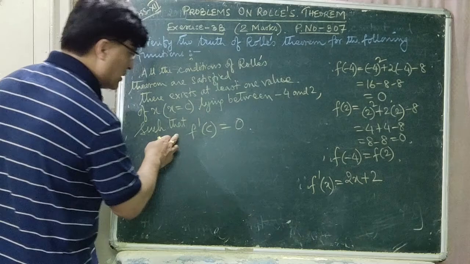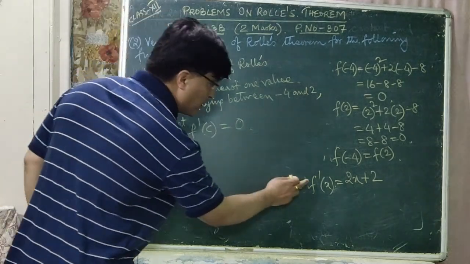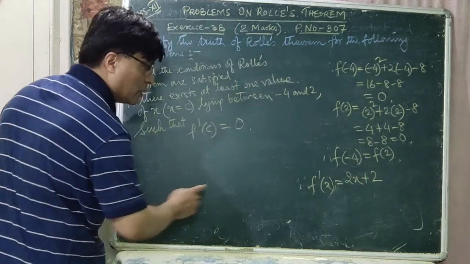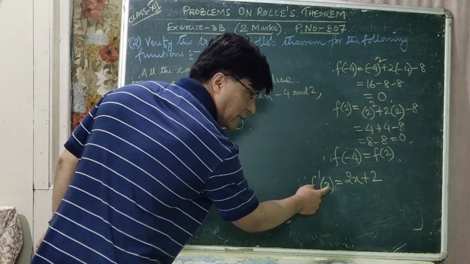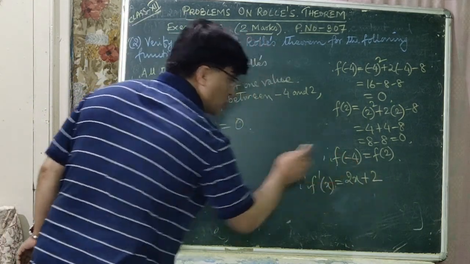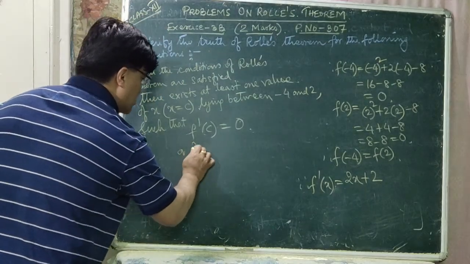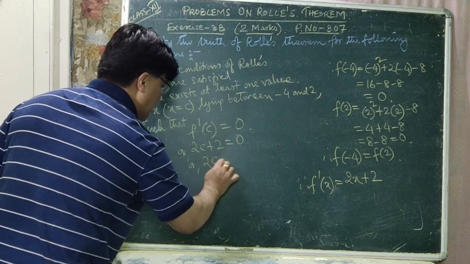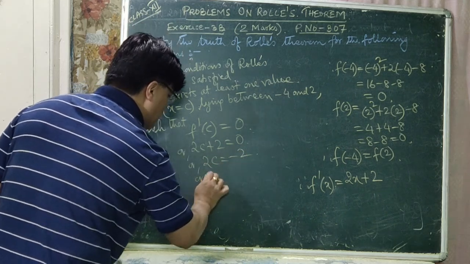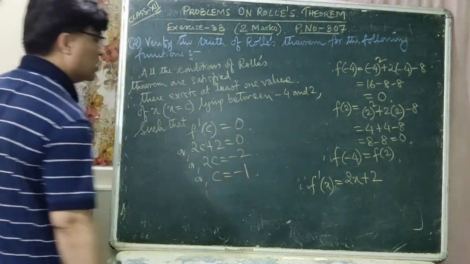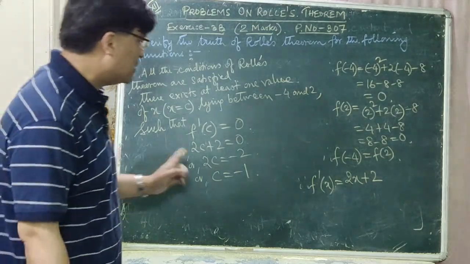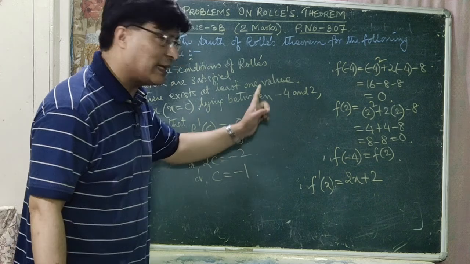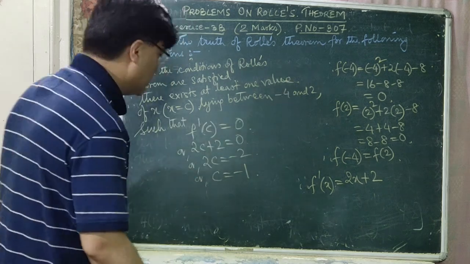Now you have to get the value for f dash of c. We have already got f dash of x is equal to 2x plus 2. Now what is f dash of c? Instead of x you put c, so it is 2c plus 2, isn't it? So 2c plus 2 is equal to 0. Let us get the value for c. 2c is equal to -2, or c is equal to -1. That means this -1 lies in between -4 and 2, isn't it?